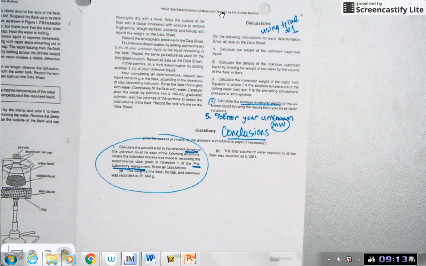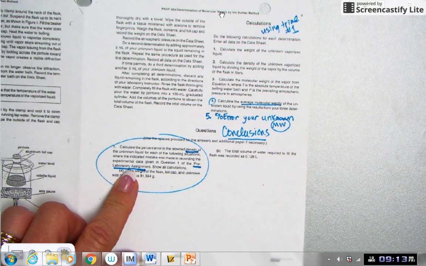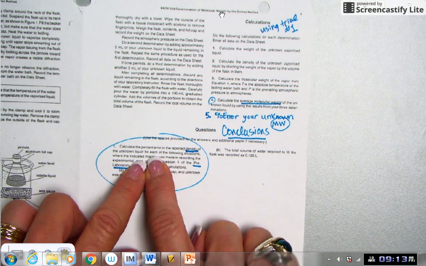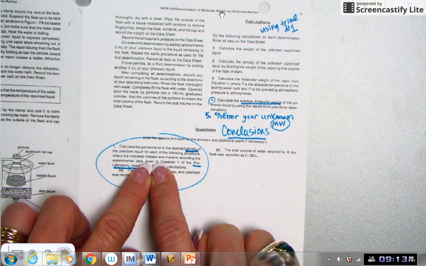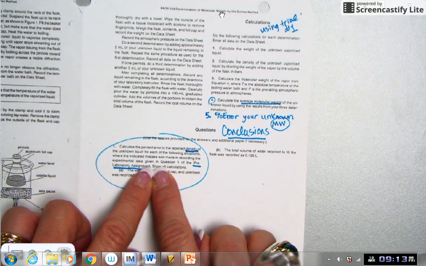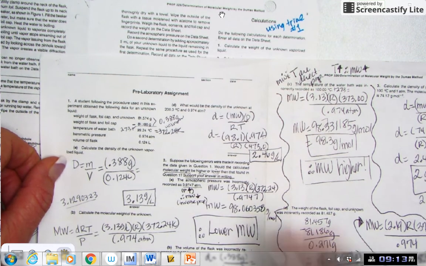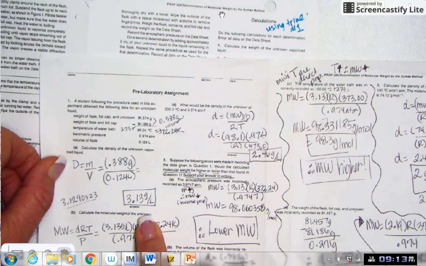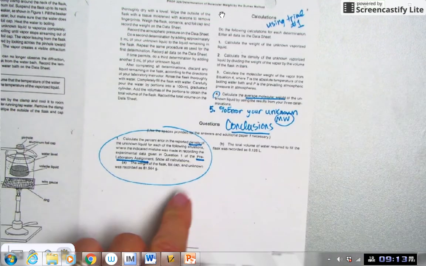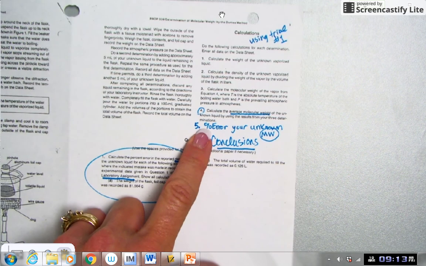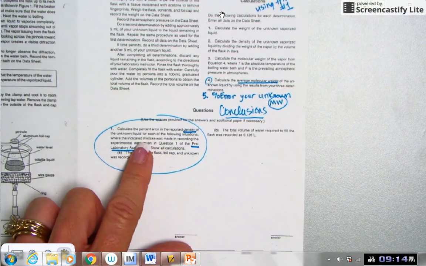Now, I do want to be very clear on this part because this is a common place of error. It says calculate the percent error in the reported density of the unknown liquid for each of the following situations where the indicated mistakes were made in recording the experimental data given in question 1 of the pre-lab assignment. Show all calculations. So you got to go back and retrieve your pre-lab assignment that we did. Here's question 1. And this particular question is asking you to find percent error in the density, not the molar mass. Now, in your results, you're going to be doing your percent error for your molar mass. But in this question, it wants you to do the density.